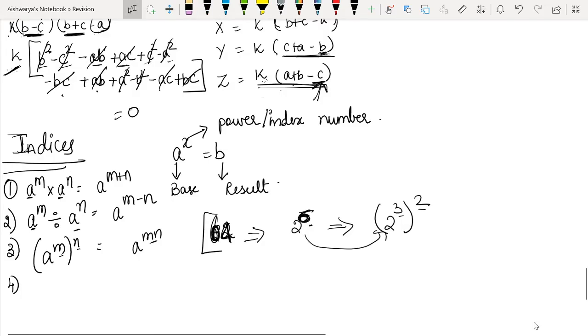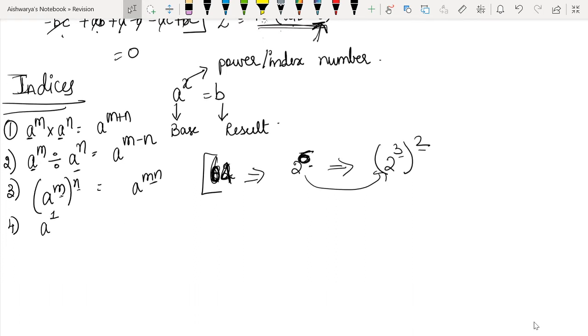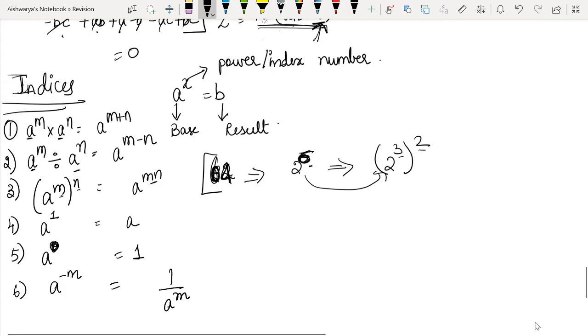Okay. So the next one is a power 1 is a. A power 0 is 1. Anything raised to the power of 0 is always 1. So these are the properties. Any other property which I've missed out? I can put a negative. If you have a negative in the power, it will become 1 divided by a power m. If it comes to the denominator, the negative will vanish. Any other property other than this? Anything I've missed out?